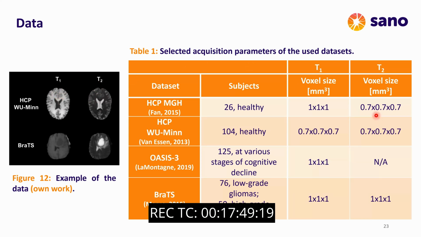And as you can see in the table, different MRI datasets have different acquisition parameters, and also consist of data of healthy subjects, the HCP MGH and HCP WU-Minn datasets, subjects at various stages of cognitive decline, the ADNI dataset, and also subjects with gliomas, the BraTS dataset. And therefore, the data was heterogeneous. To even further increase the data heterogeneity, we selected a different number of subjects from each dataset for further analysis. And this varied from 26 to 125.